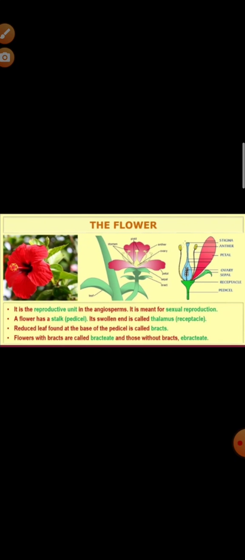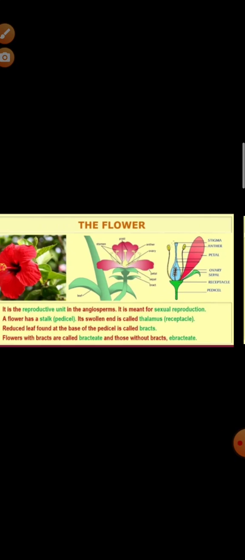Understood? So basically, inflorescence has different categories. First are raceme, panicle, spike, catkin, spadix. These are the different types of racemose inflorescence. And cymose inflorescence also has different types, which are known as monochasial cyme, dichasial cyme, and polychasial cyme.